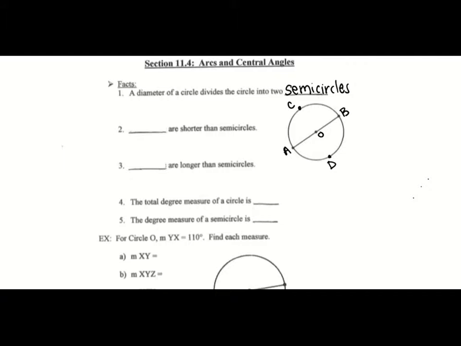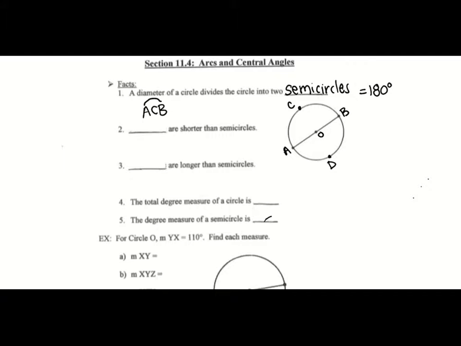Okay, so a semicircle, an important thing to remember about a semicircle is that it's equal to 180 degrees. So our full circle is 360, half a circle is 180. And then if we wanted to label or to write semicircle ACB, we would write that as ACB with an arc over the top.